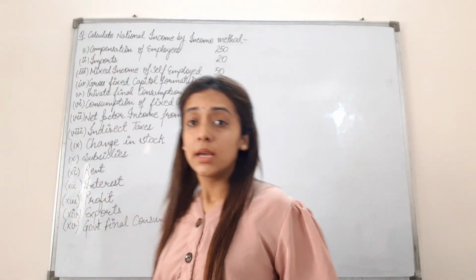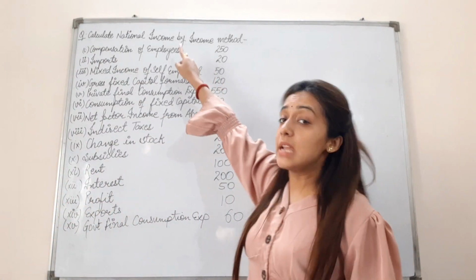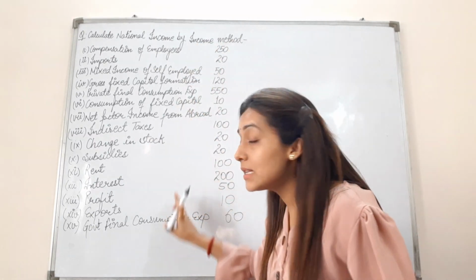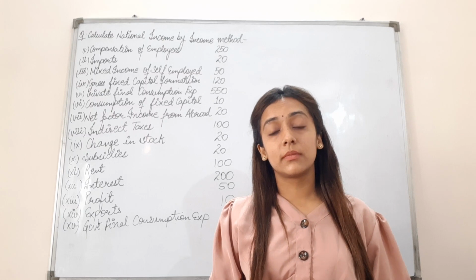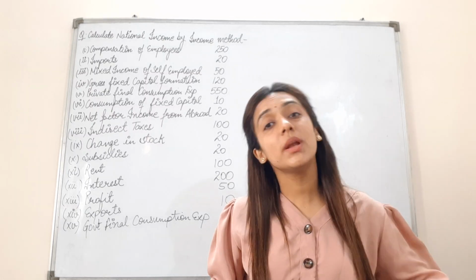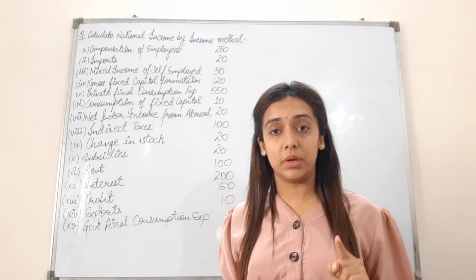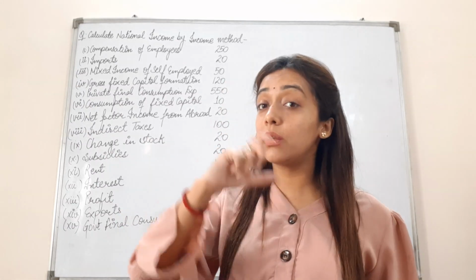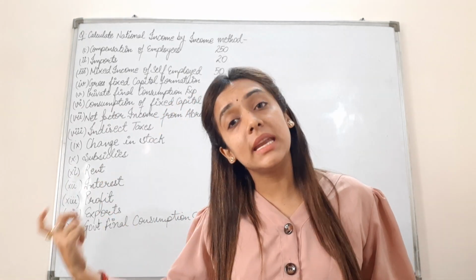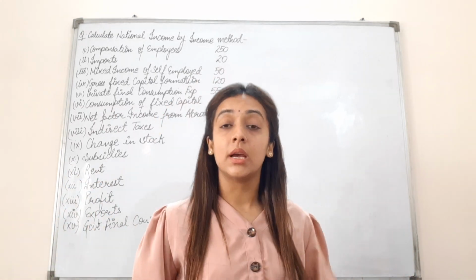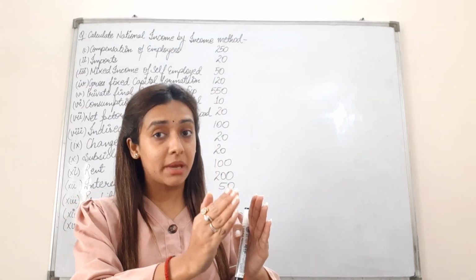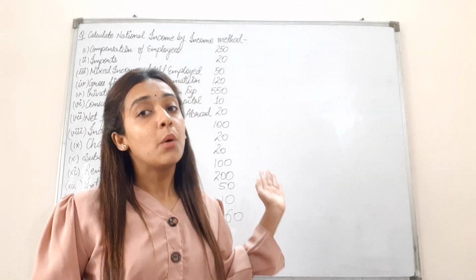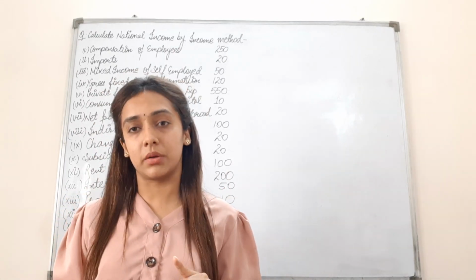The question is, you have to calculate the national income by income method. There are various particulars given in the question. All these particulars will not be used in one method only, because you can get the question in the form of calculate national income by income and expenditure method. So some of the particulars will be used in income method and some in expenditure method. But here we are doing the question of income method only.